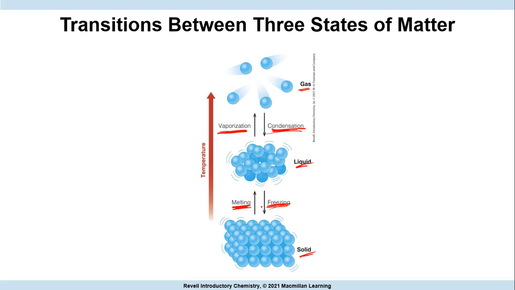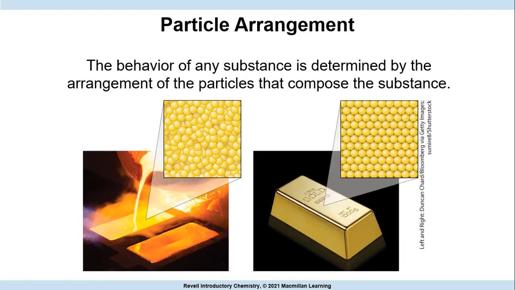Now, there is also another change of state that moves from solid directly to gas, and that change of state is called sublimation. So a substance changes from solid directly into a gas without passing through the liquid state, so that is called sublimation. Now let's look at how particles are arranged in substances.